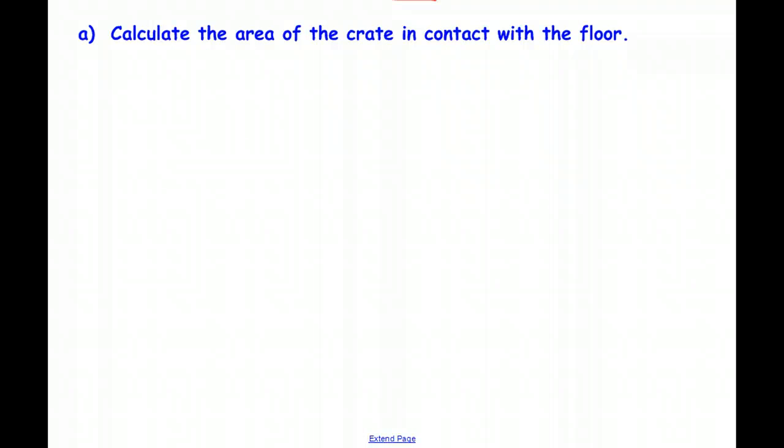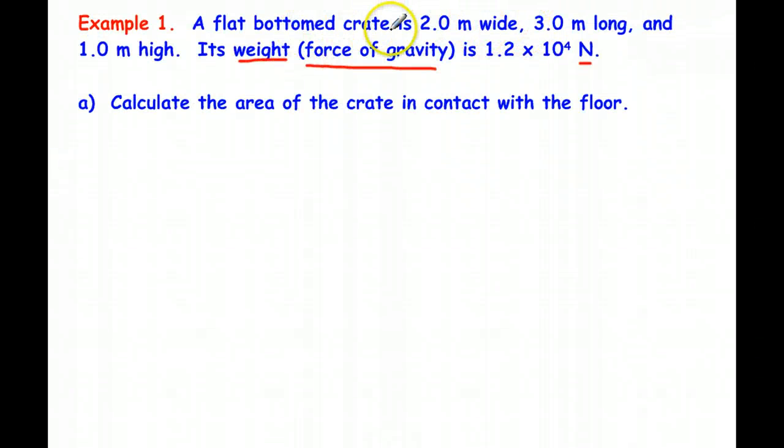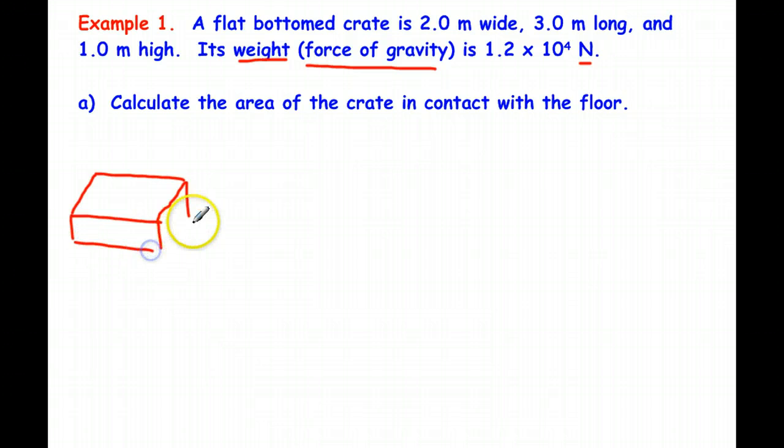So first thing we want to do is figure out what's the area. This is a flat bottom crate. It's 2 meters wide, so it might help to draw a picture. 2 meters wide, 3 meters long. Oops, and it's 1 meter high. So it looks something like this. And we've got 1, we've got 3, and we've got 2 wide. So if we want to know the area of this crate, all we really want to know is the area of the crate that's in contact with the floor. So let's just say this crate is resting on the floor. It's really just the bottom of it that's resting on it, right?